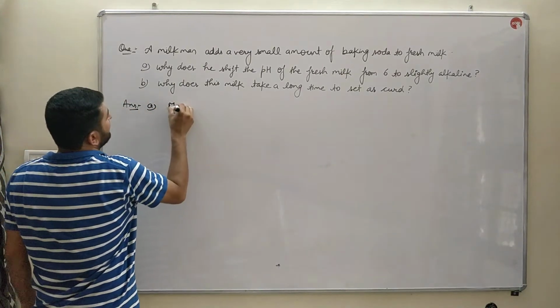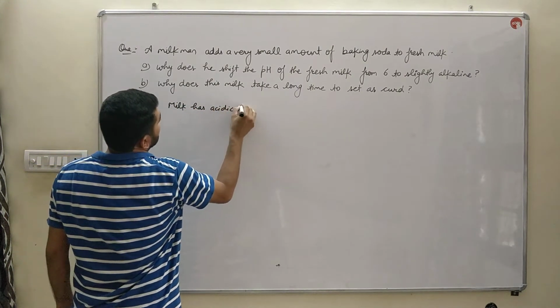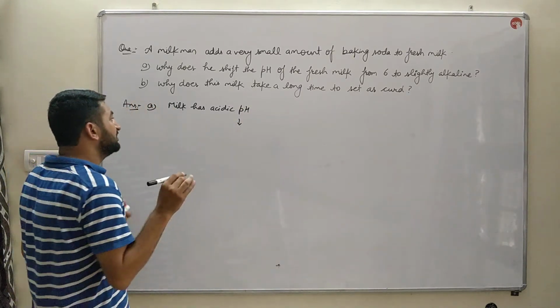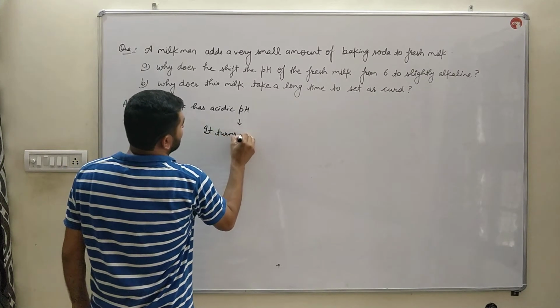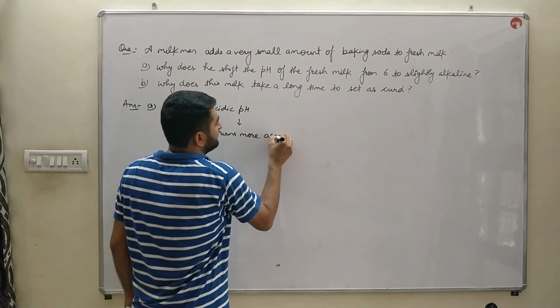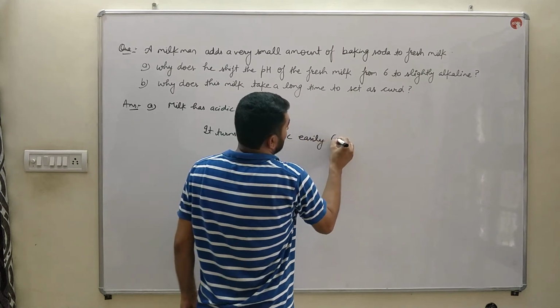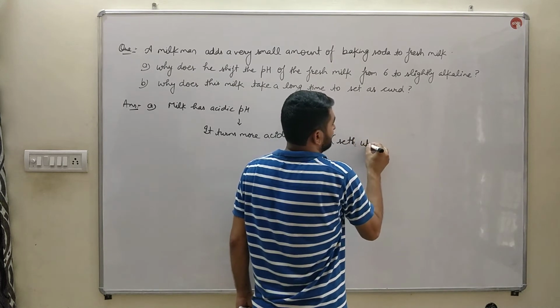Milk has acidic pH, weakly acidic pH, and in summer especially it turns more acidic easily, or you can say sets up into curd.